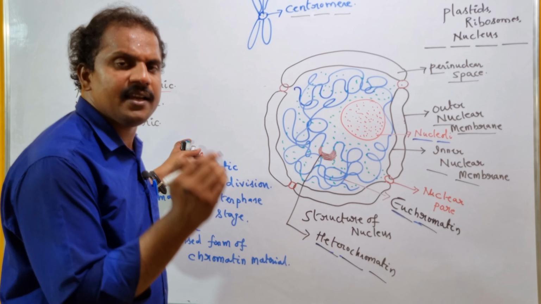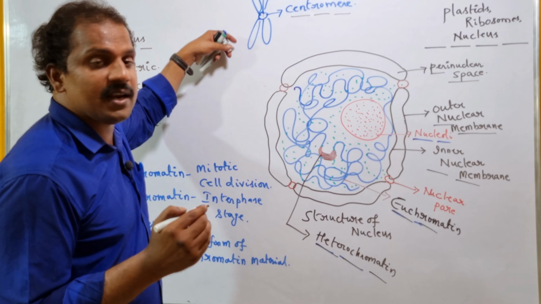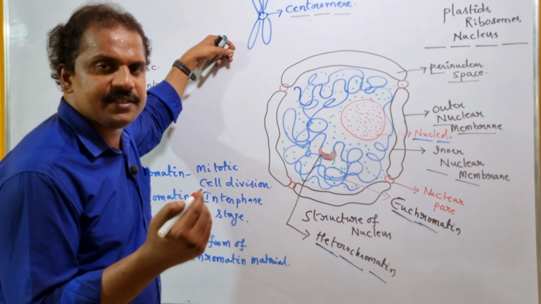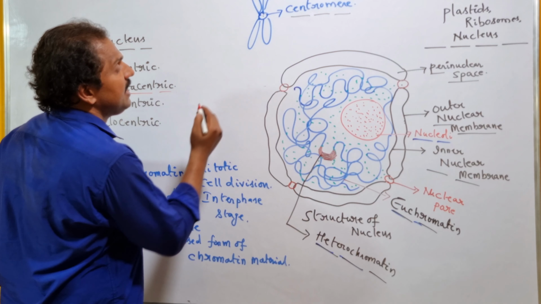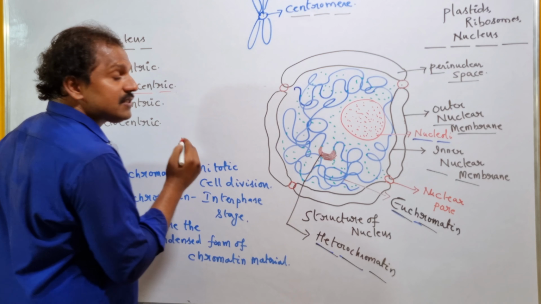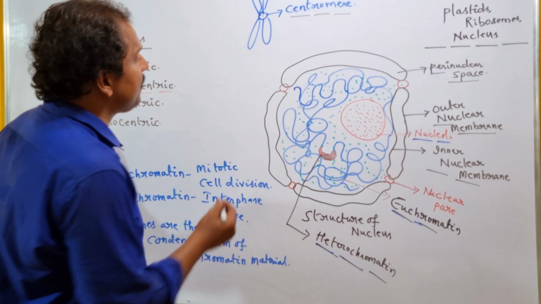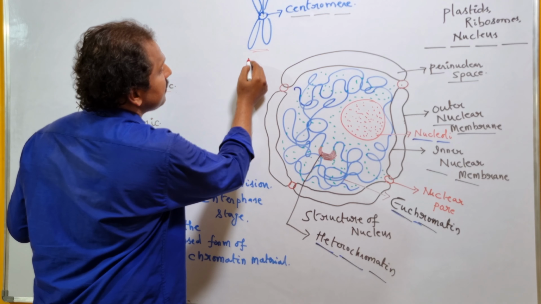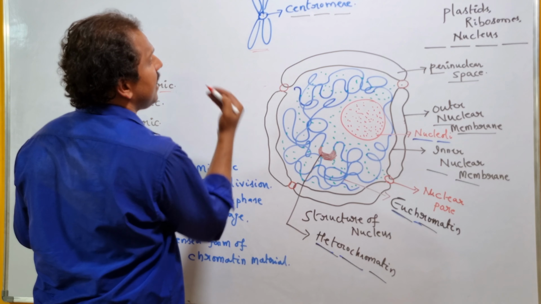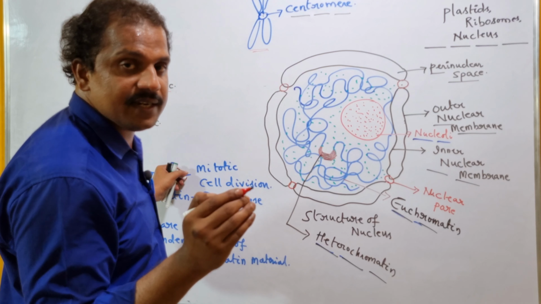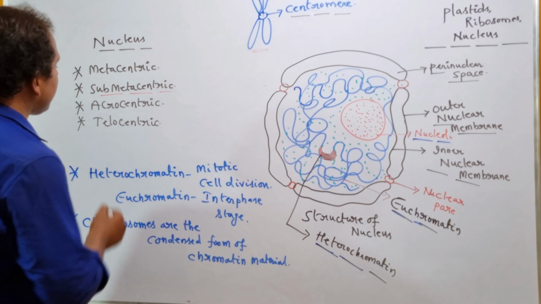In case of metacentric, the specific centromere region remains at the center, so the two chromosomal arms are equally differentiated. But in case of the submetacentric, the centromere region, instead of remaining at the center, moves slightly far away from the center. So here it is termed as what? Submetacentric. That means the two chromosomal arms get successfully differentiated, and the other two chromosomal arms which are present at the upper region are not successfully differentiated, and here it is termed as what? Submetacentric. Is it clear?